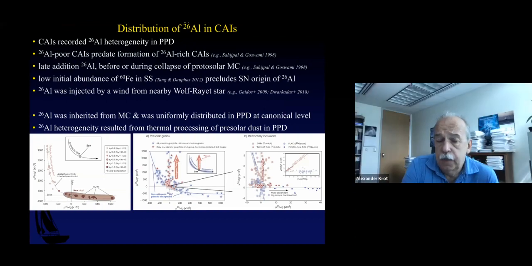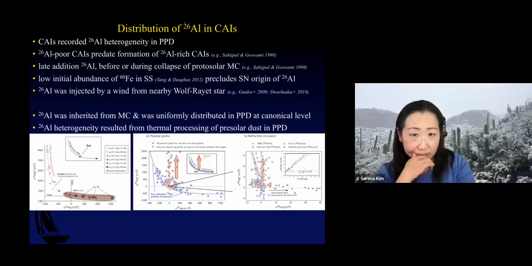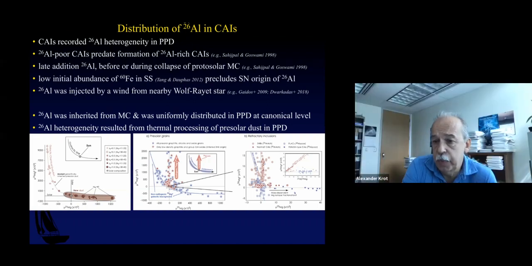So if CAIs recorded heterogeneity of aluminum-26 in the formation region, then some people argue that aluminum-26 poor CAIs predate formation of aluminum-26 rich inclusions. So then late addition of aluminum-26 is required before or during collapse of the protosolar molecular cloud. And as Steve already summarized, the low initial abundance of iron-60 in the solar system, with some caveats, precludes a supernova origin.